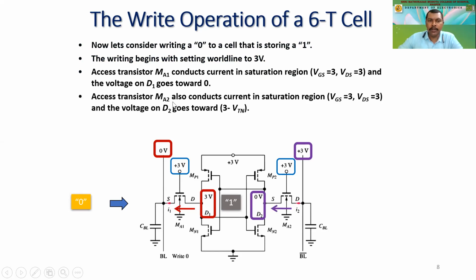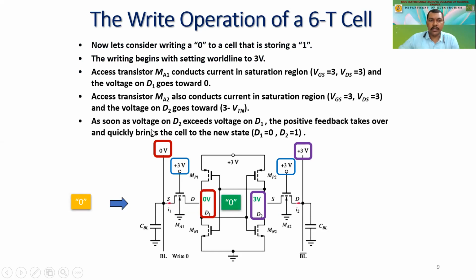Now at the same time, MA2 also conducts and current in the saturation. So VGS, the gate source voltage, will go towards the negative. And as soon as the voltage on D2 exceeds the voltage on D1, so D2 will increase and D1 will decrease, the positive feedback takes over and quickly brings the cell to a new state. That is, D1 will be equal to 0 and D2 will be equal to 1. This is how we expect to write a 0 when initially the cell was having 1, right?